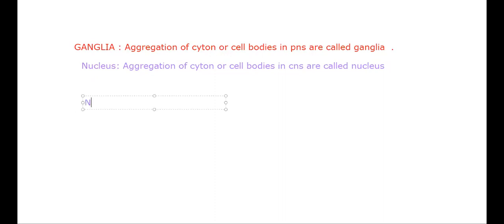Next, nerve. Whom we call nerve? A bundle of nerve fibers. Nerve fiber is nothing but axon. A bundle of nerve fibers or axons, we say axon.